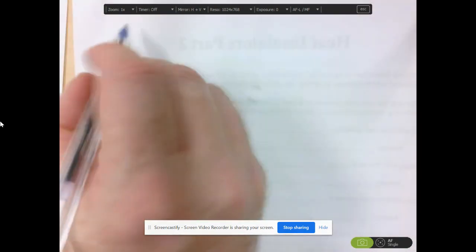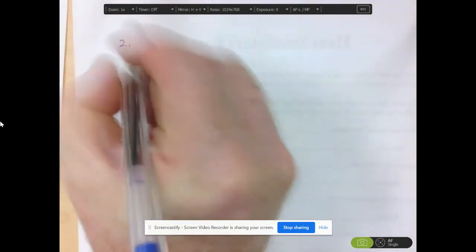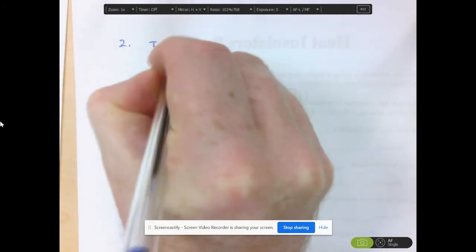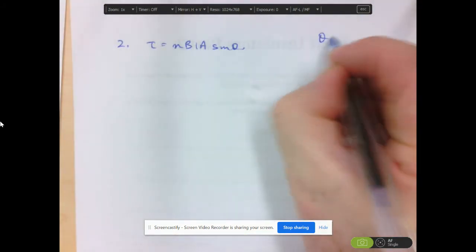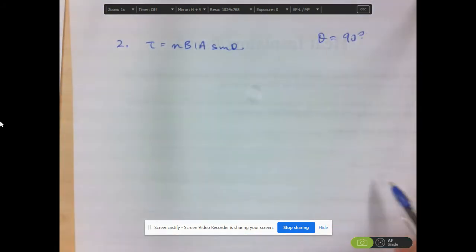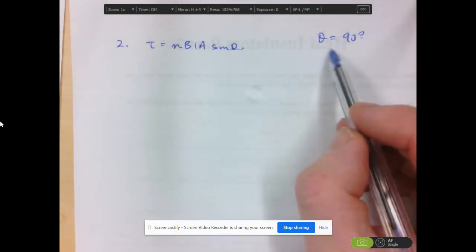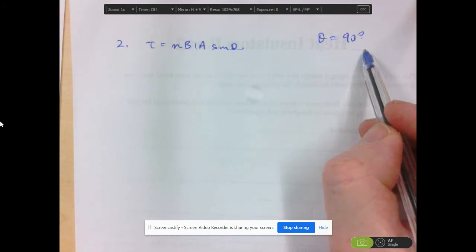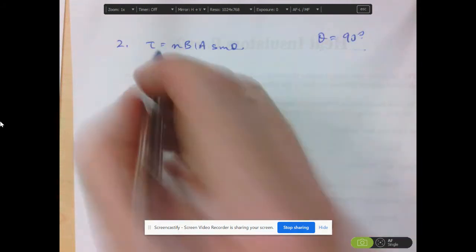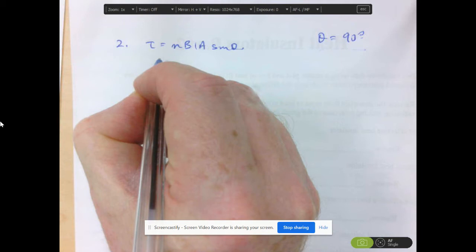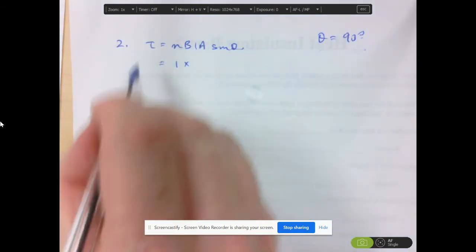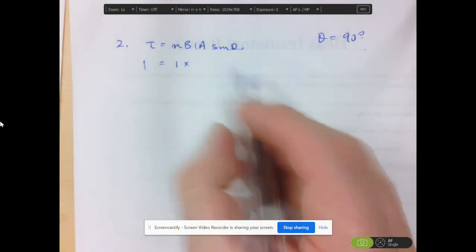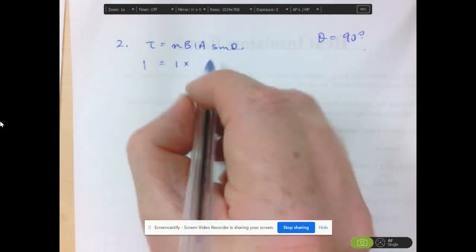So question 2. We know that torque equals NBIA sine theta. We know that theta in this case is 90 degrees. I'm not going to go through that whole angle bit again. So it's horizontal to the field, so it's 90 degrees. It is a single loop, so N is 1. The torque is 1 Newton meter. B is 5 Tesla.